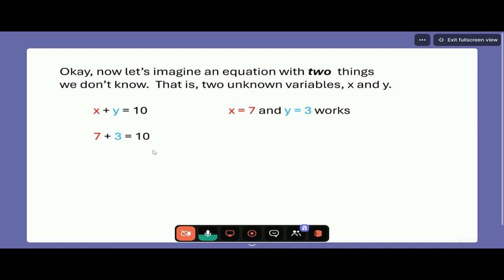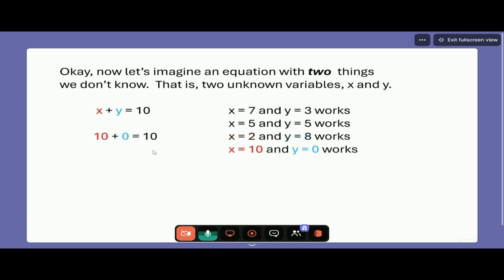But you've probably already also recognized that that's not the only answer, because, hey, I could stick in x equals 5 and y equals 5, and that works too. 5 plus 5 is 10. Or I could stick in x equals 2 and y equals 8. That works. 2 plus 8 is 10. Who said that one of the variables couldn't be 0? Why not? 10 plus 0 is 10, so x equals 10 and y equals 0 makes the equation true.